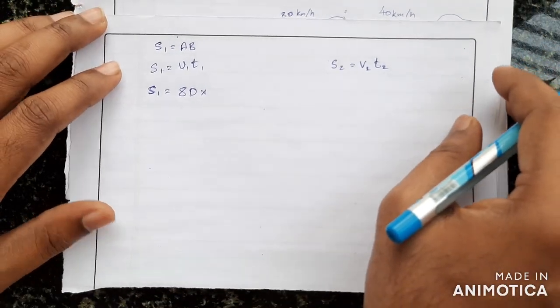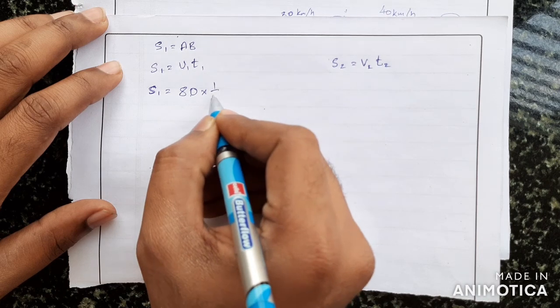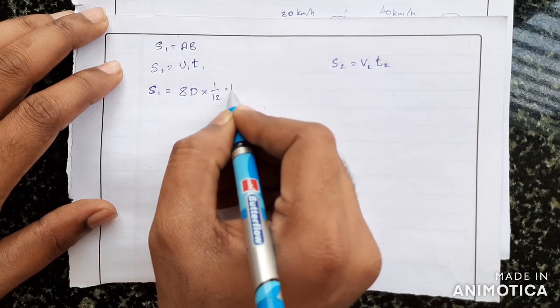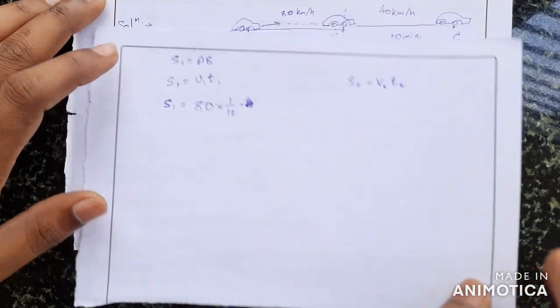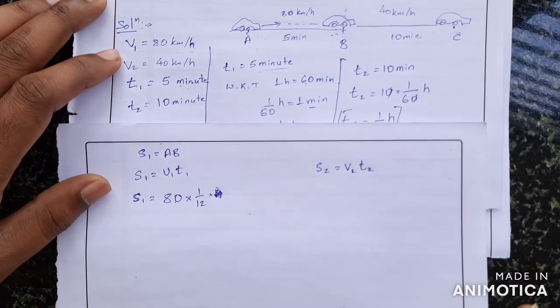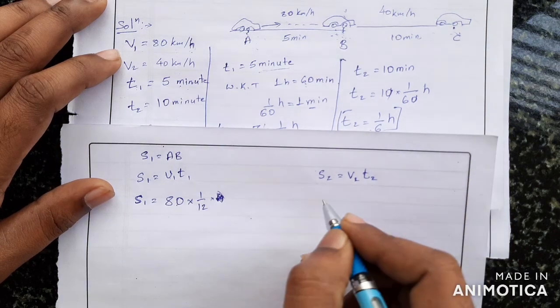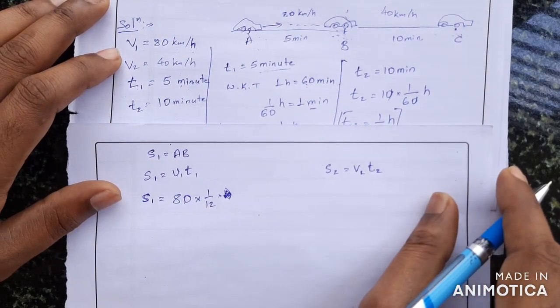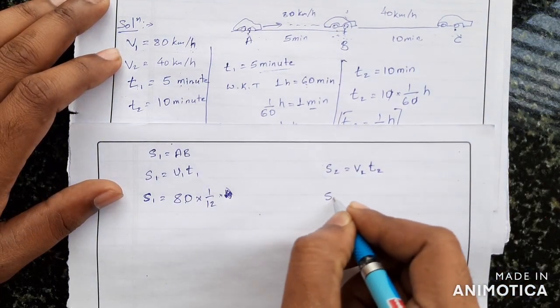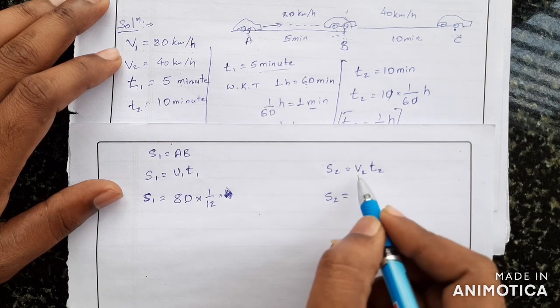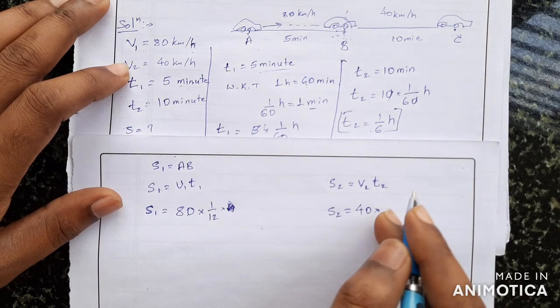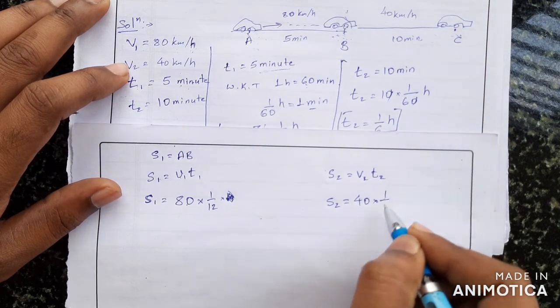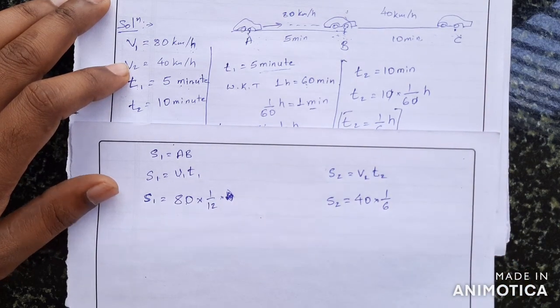So T1 is 1 by 12 hour. Okay, yeah, sorry, no units, 1 by 12 simply. Similarly, let us also substitute the values of V2 and T2 into this, so that S2 will be, what is V2? V2 is 40. What is T2? T2 is 1 by 6, right?